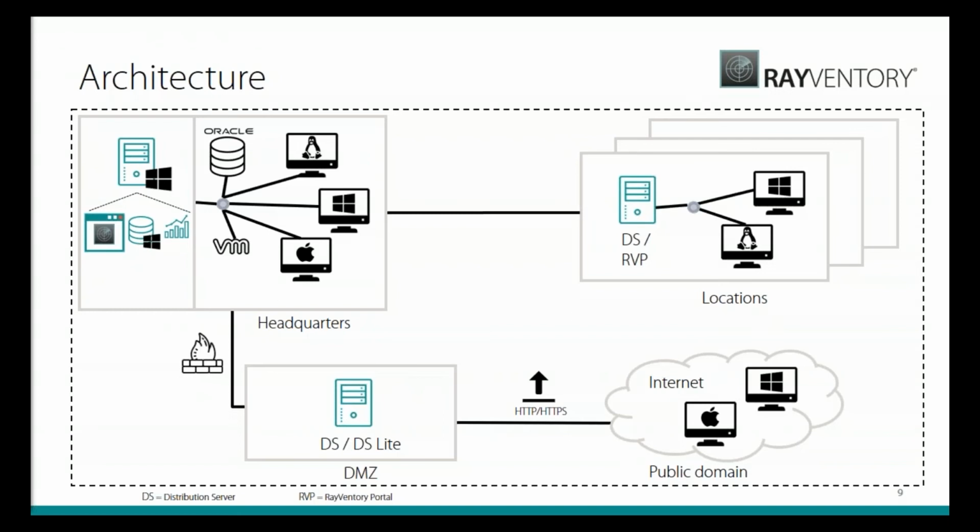For your DMZ, you could have a full distribution server or a light version of the distribution server, which is basically a data collection point, as well as an instance of the RayVentory portal if you wish to discover and inventory devices that reside within the DMZ. Devices on the internet would go through an actual distribution server for uploads.